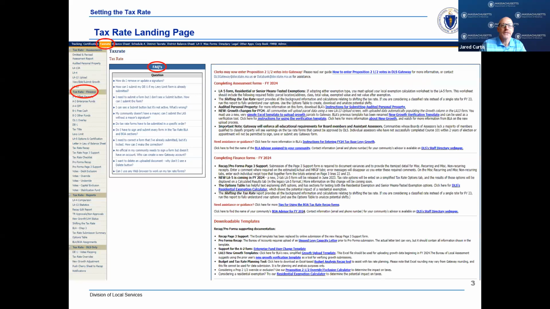To access the tax rate support forms and information needed to complete the tax rate, log into Gateway and click on the tax rate tab at the top of the page. Each local official that logs into Gateway will have different permissions based on how the Gateway administrator in your community has set them up. This slide shows a snapshot of the tax rate recap landing page.